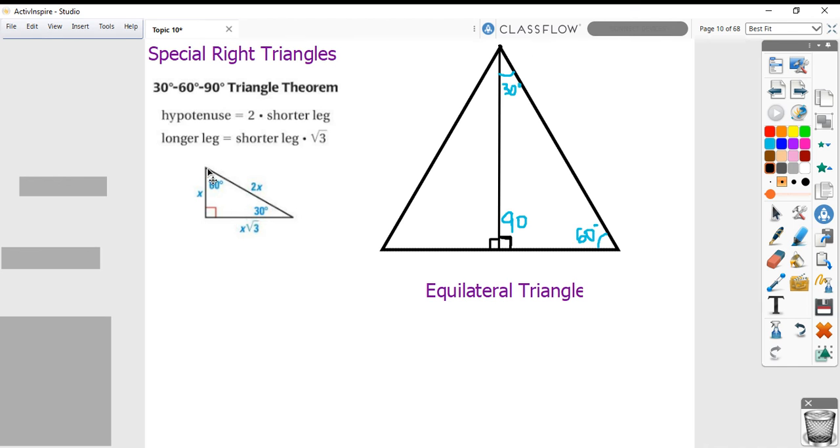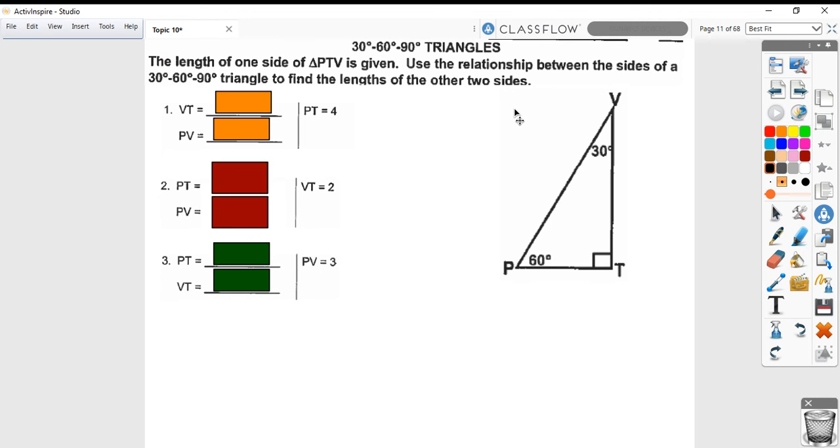If you've got your 30, 60, 90 triangle, the shortest leg, the opposite side from 30, if that is x, then the hypotenuse is just 2 times x. The longer leg is that x times the square root of 3. So it's just like yesterday, and these problems that we're about to do are also very similar to yesterday.